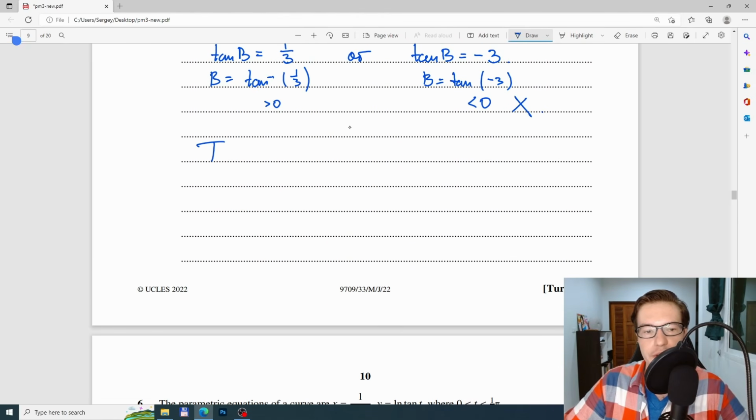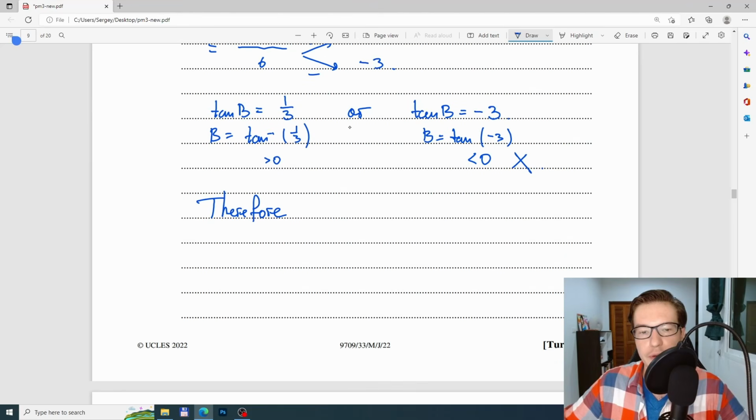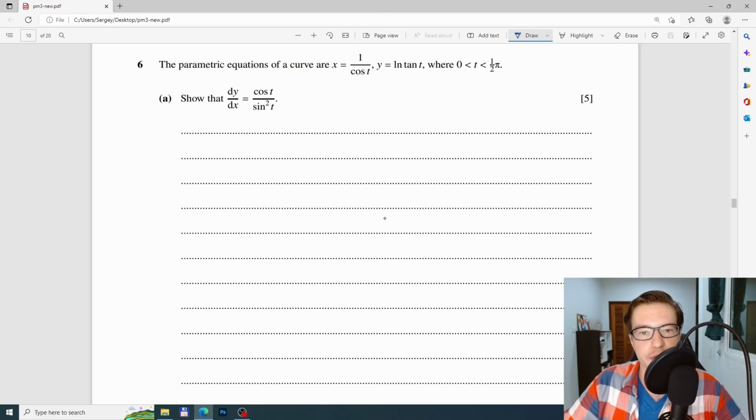So I'm going to write, therefore, inverse tangent of 3 over 4 equals 2 times b, which is inverse tangent of a third. Proven. Okay, next one is about parametric differentiation.